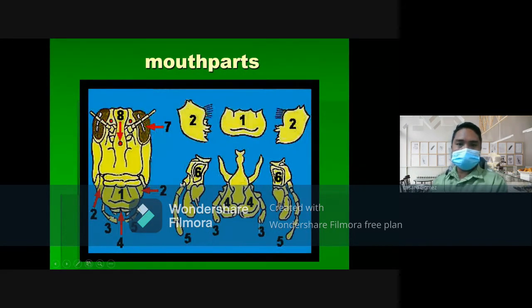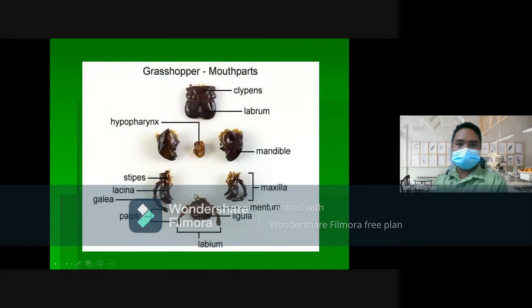Okay, the mouth parts naman siya ang gitodlo kagaina, no? The different mouth parts of an insect. Okay, for the grasshopper's mouth parts, we have the clypeus and the labrum, as well as the mandible or the jaws, no? Yung jaws sa insect. And in between the mandibles we have the hypopharynx. Okay?